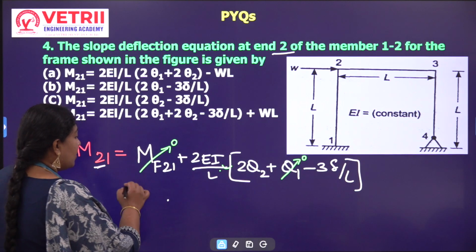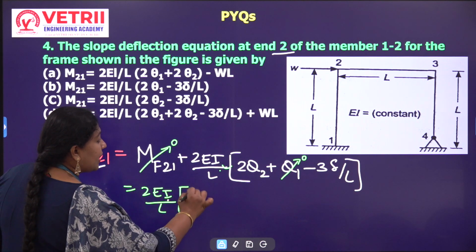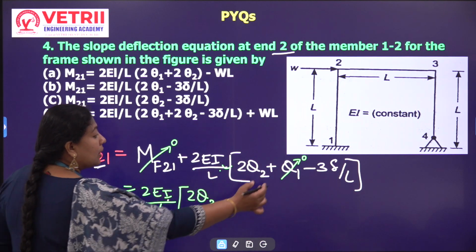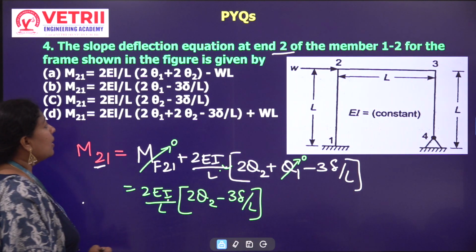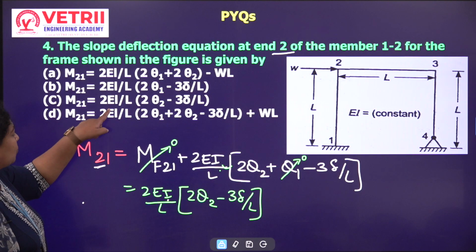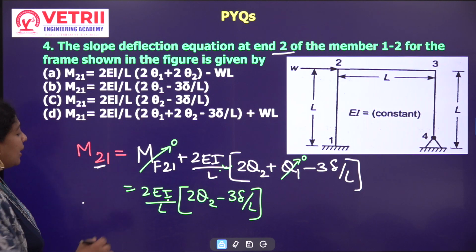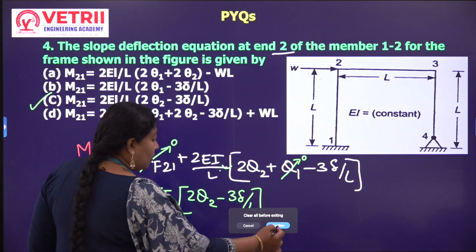So finally you can write the equation as 2EI by L twice of theta 2, theta 1 is not there, minus 3 delta by L. So this is the option. Correct? So which is the option coming here? 2EI by L, 2 theta 2 and 3 delta by L is option C. Correct? So moving on to the next one.